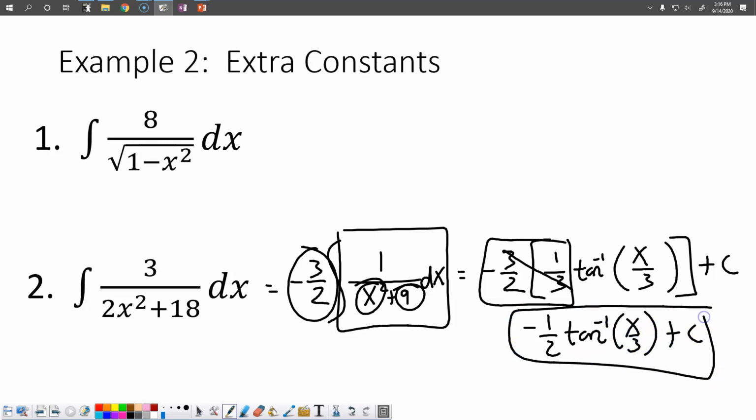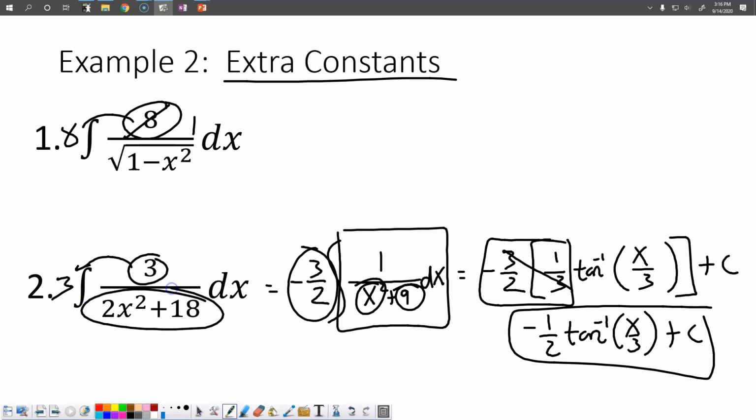So the purpose of me giving you these two problems here on this slide is to show you what to do if you have extra constants. If you have an extra constant on the top, just pull it out. No big deal, it's 1, right? Which is what we did here as well.